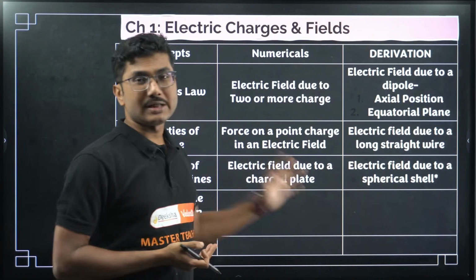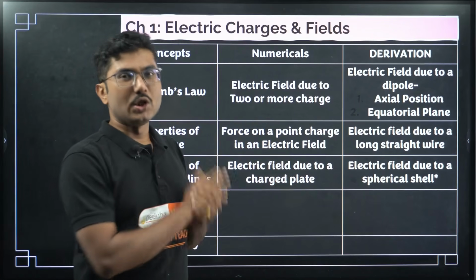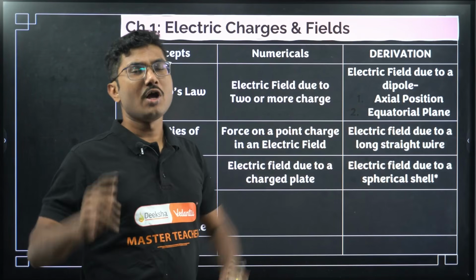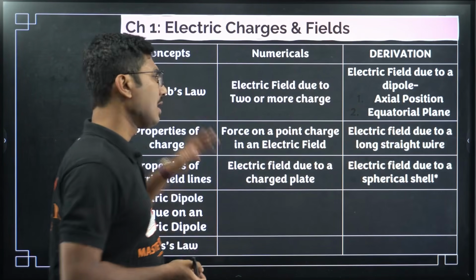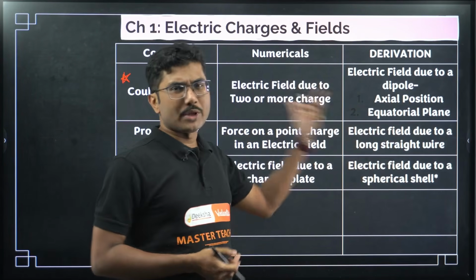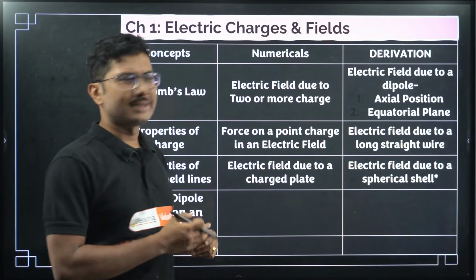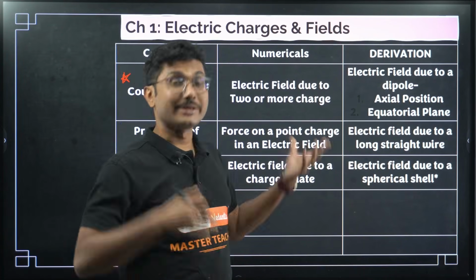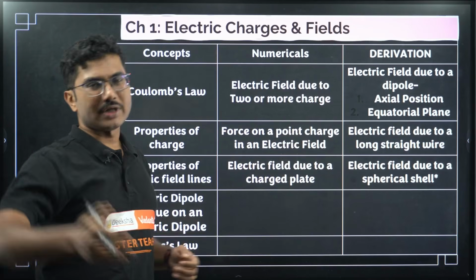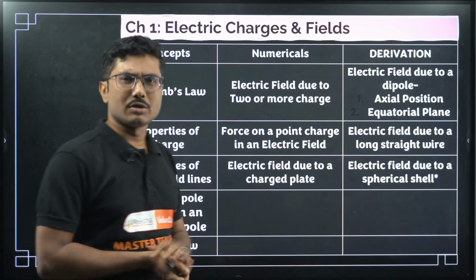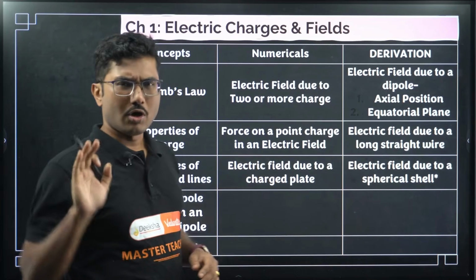Now in the numerical section, as I mentioned, from this chapter you can expect either a numerical or a derivation. One of them will come from this chapter. Rarely both of them will come, because there are 3.5 chapters. So either a numerical or a derivation. Generally, that is the board pattern, and it is also followed for FA1 for most of this part.